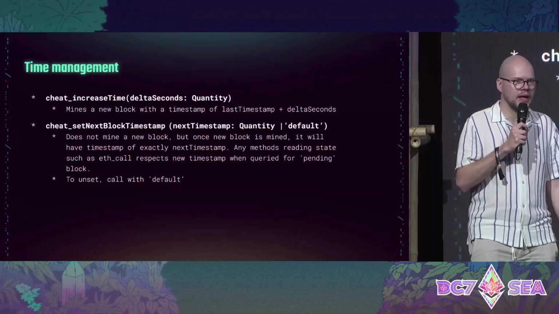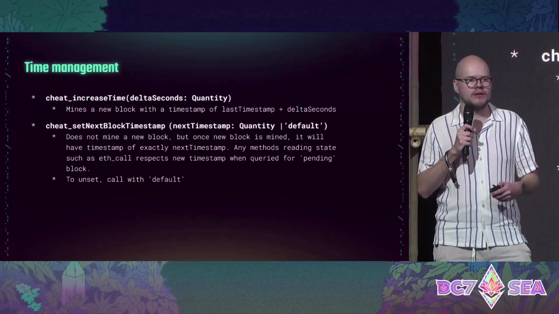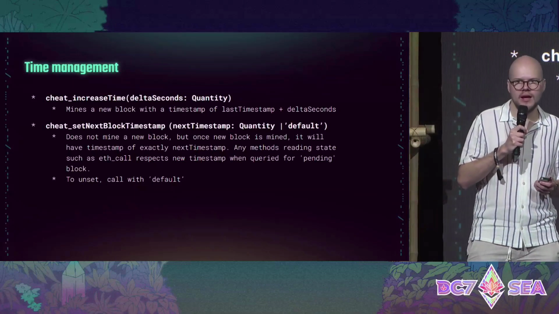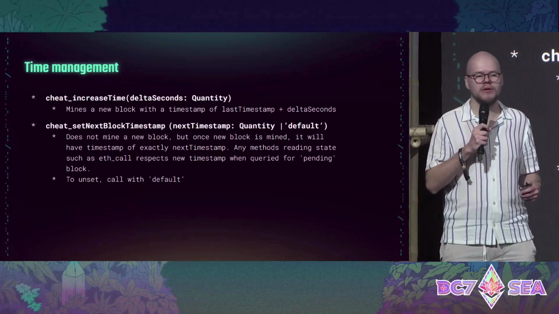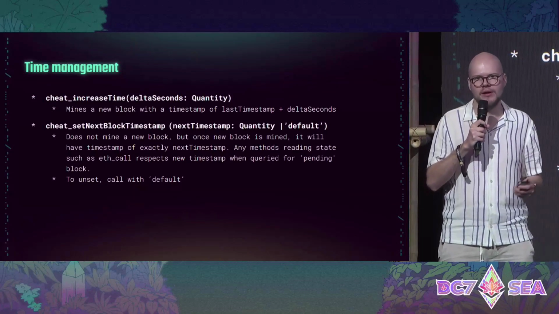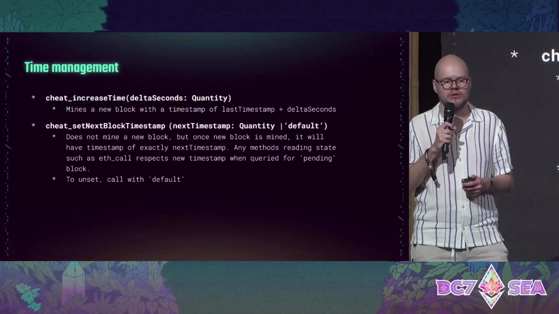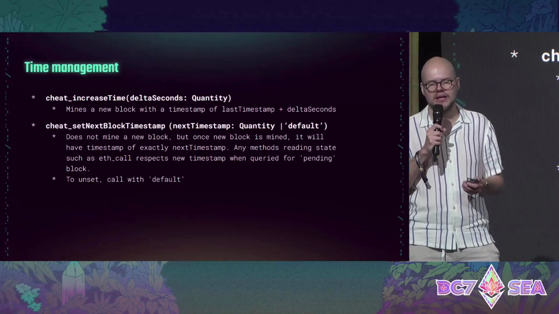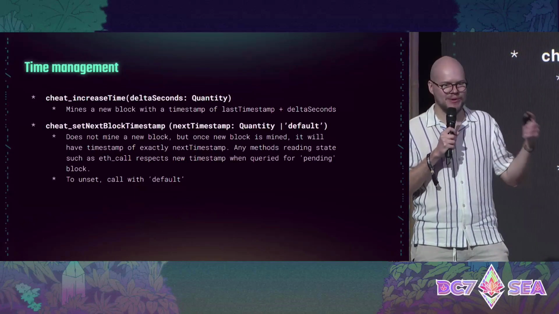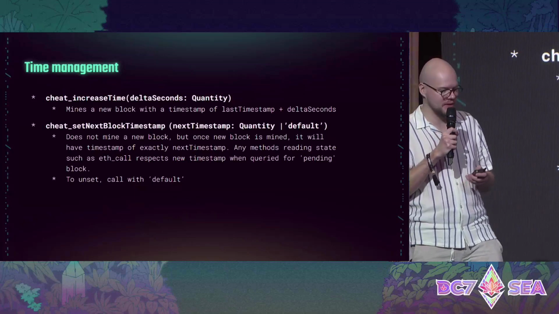So time management. As I already mentioned, this is very useful to be able to calculate interest deterministically and so on. So we have two cheat codes here. cheat_increaseTime mines a new block with a timestamp increased by a particular number of seconds. But I think more useful is cheat_setNextBlockTimestamp, which doesn't mine a new block, but once the new block is mined, it's going to have an exact timestamp. And guess what? This is properly specified, and we have proper tests to catch all these mistakes that happened in some of the implementations.